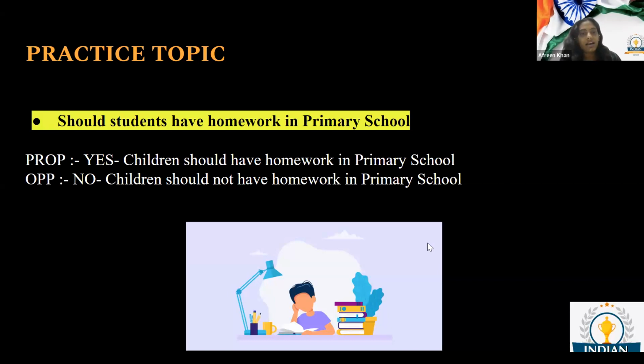I'm going to see. Somebody says in the chat box, Arohi, it says increases knowledge. Arohi, how would you explain that it increases knowledge?